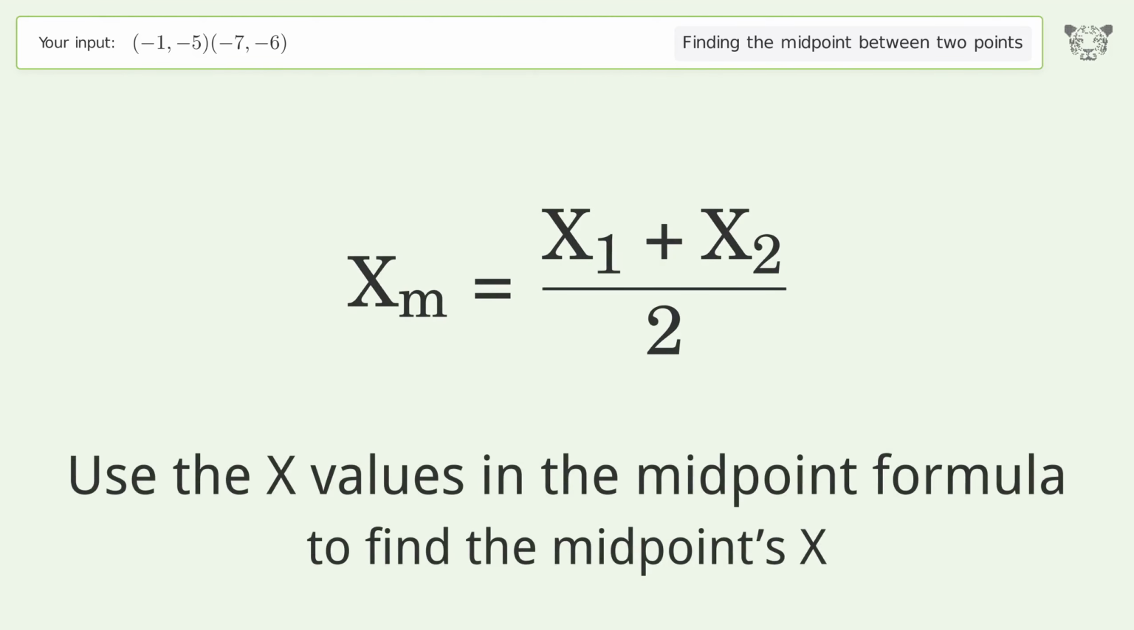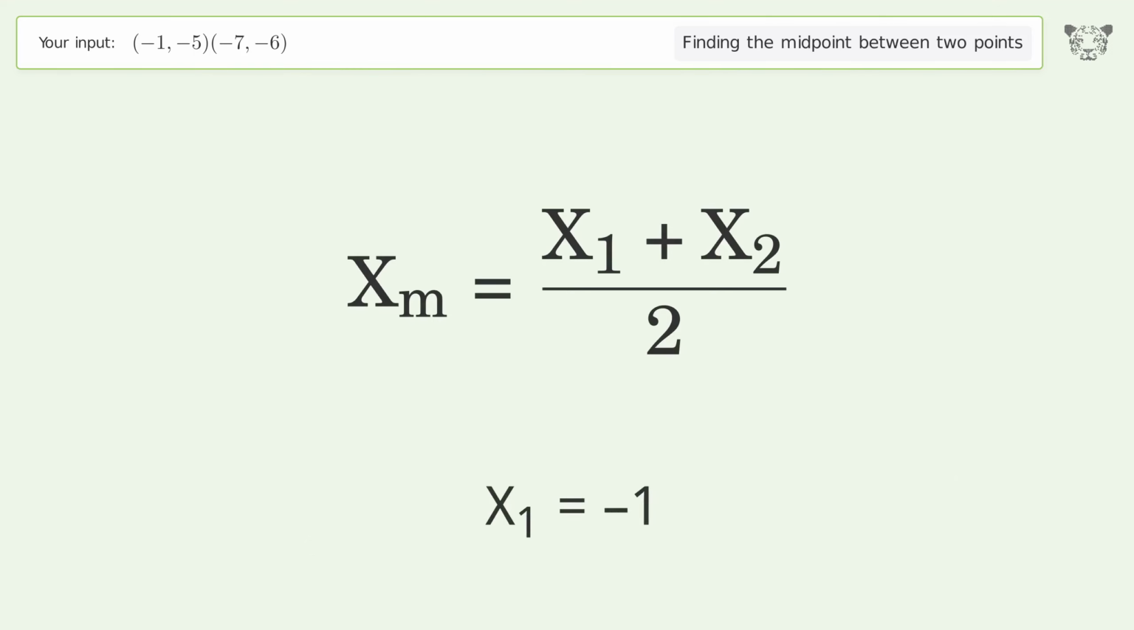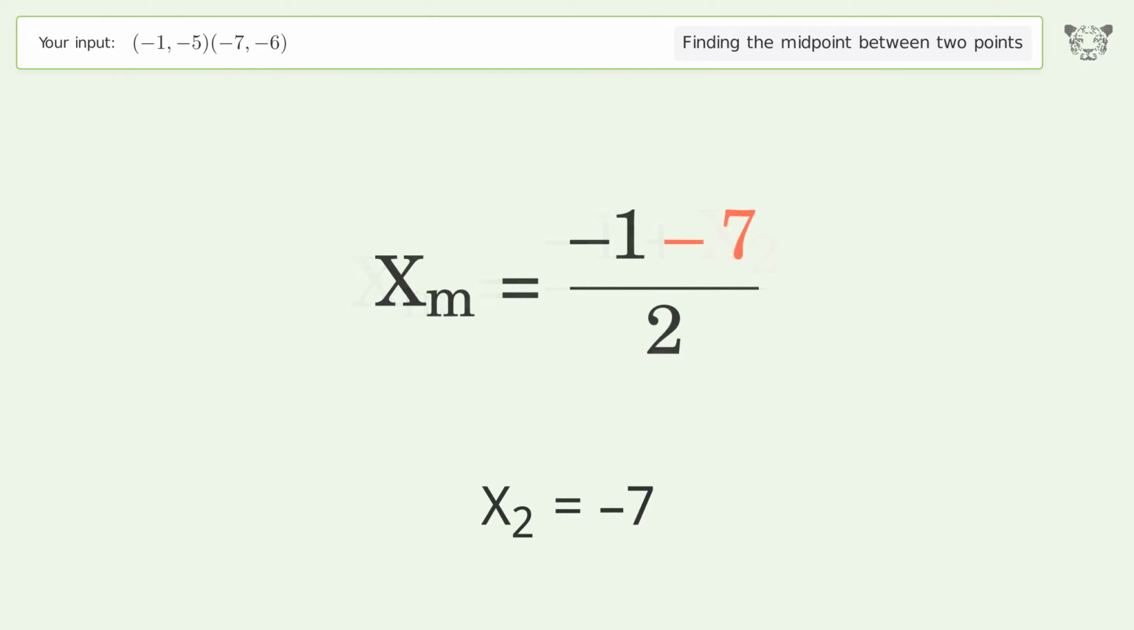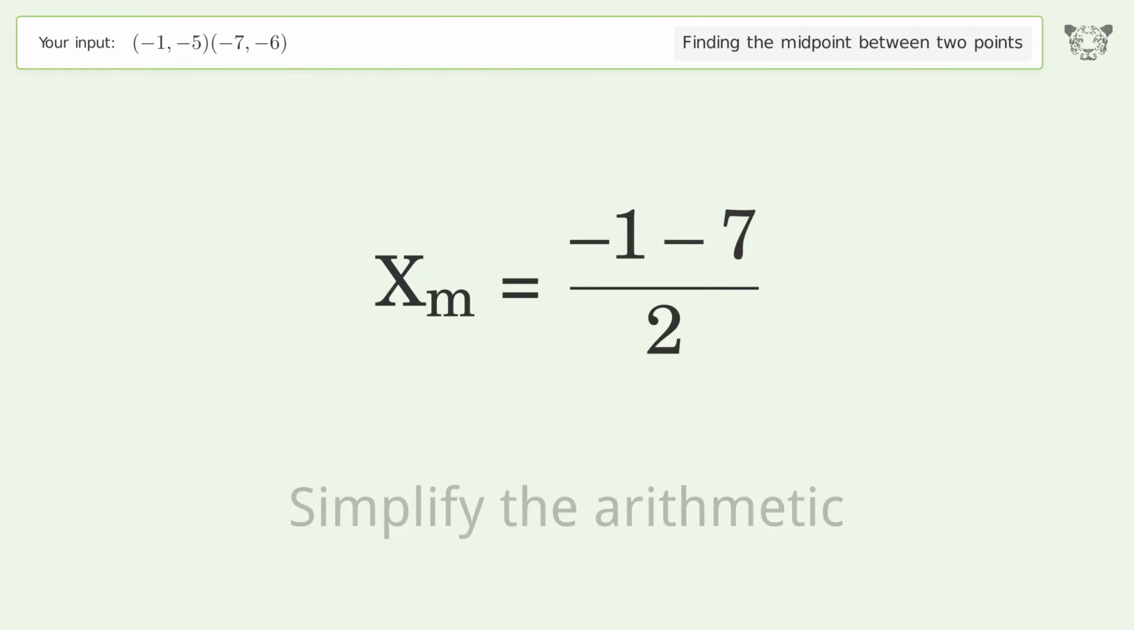Use the x values in the midpoint formula to find the midpoint's x. x1 equals -1. x2 equals -7. Simplify the arithmetic.